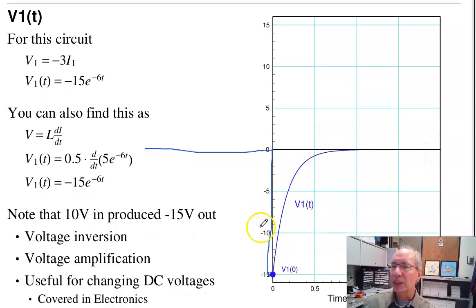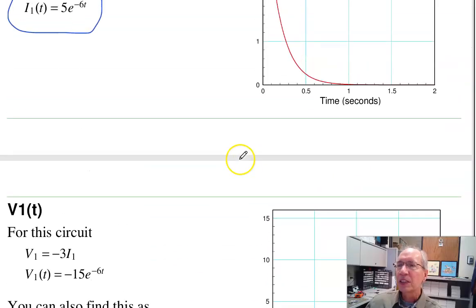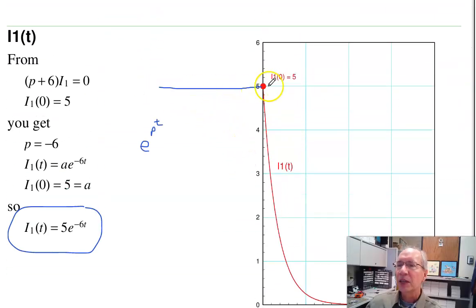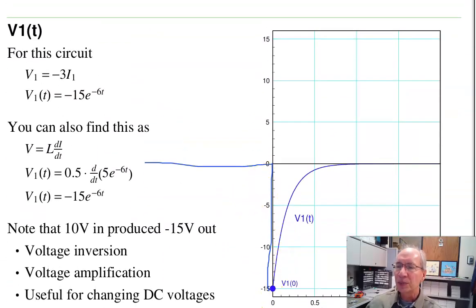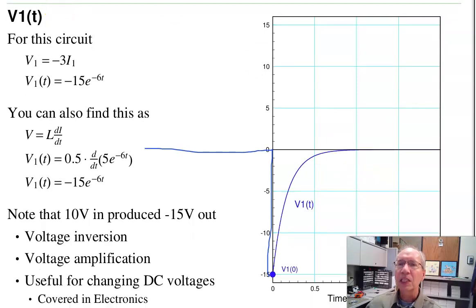That seems kind of odd. You can do that, however, because voltage is not energy. Current is energy. Current is continuous. It starts out at 5 and then decays. Voltage is not energy. Voltage starts at 0, jumps to minus 15, then decays. So that's kind of odd, but it doesn't violate any laws of energy. Voltage is not energy. This is useful.